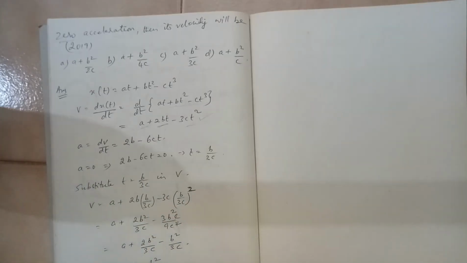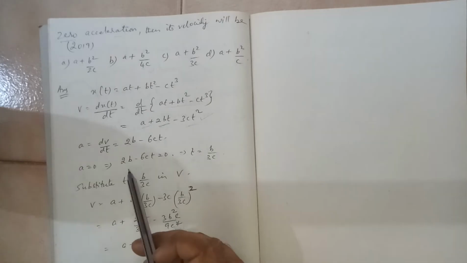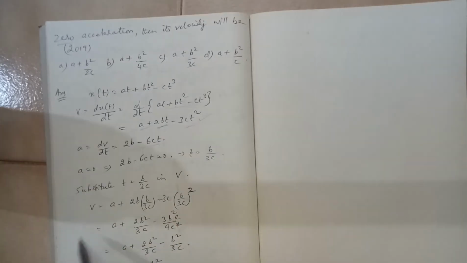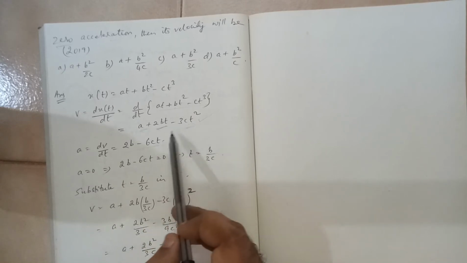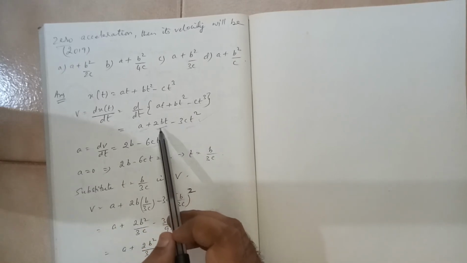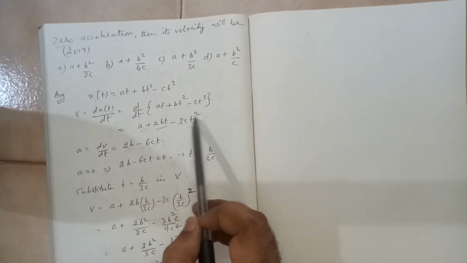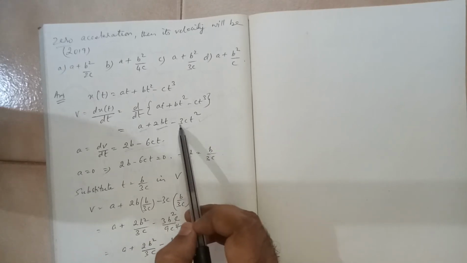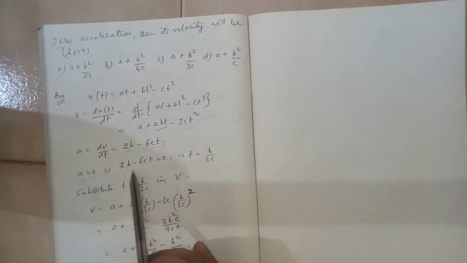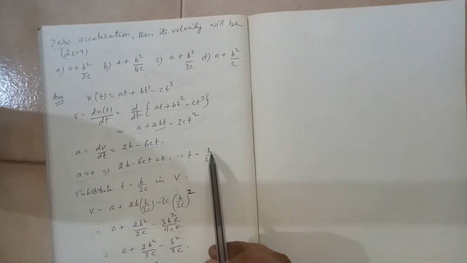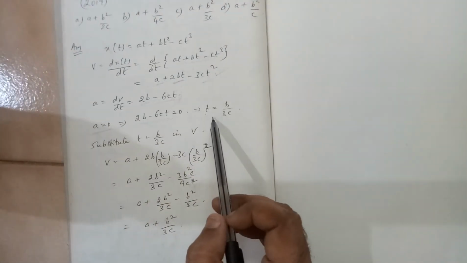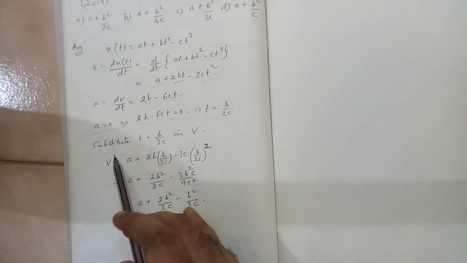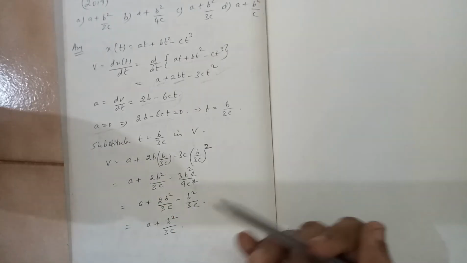Again, if you differentiate, because acceleration is equal to dv by dt, you get this. The constant term is gone. When you differentiate this, this will become 2b, and this will become 2t into 3c, it is 6ct. Acceleration equal to 0, equate this to 0, you get t equals b by 3c. Now at this time acceleration is becoming 0. Then he is asking you at that time what is the velocity.